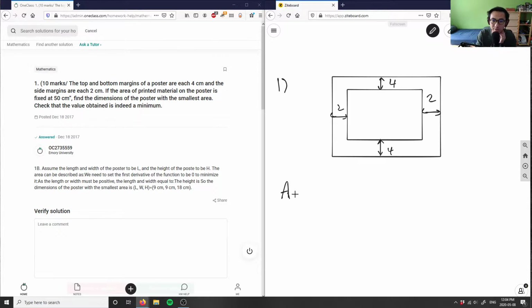The area of the total poster is obviously going to be the area of this rectangle, and we know the area of a rectangle is L times W, or X times Y. I'm going to let X be the length of the poster, and Y be the width of the poster. What we can do is write an algebraic equation. I'm looking for the poster itself, so I'm looking for the area of the poster.